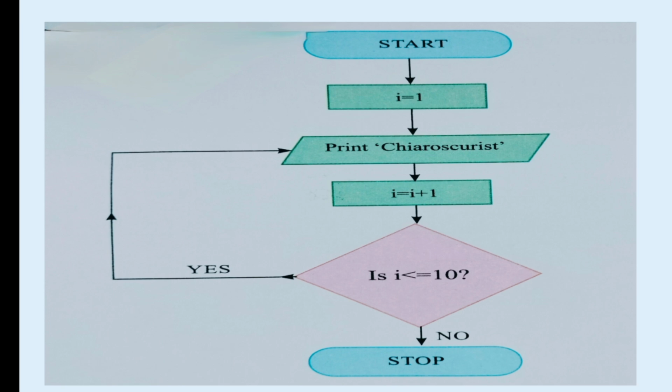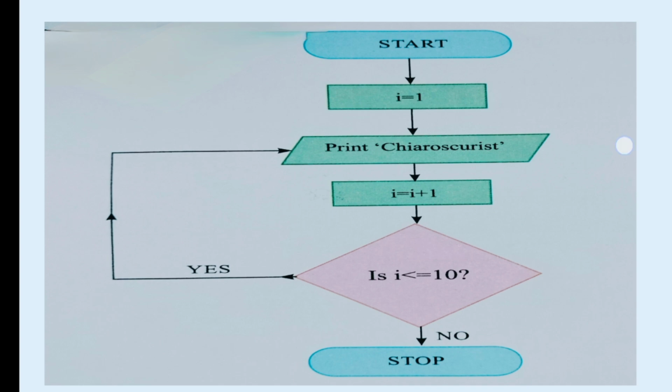Okay, so what will be the algorithm? First, write the word. Second, check whether you have written it 10 times. And third, if it is less than 10 times, then repeat 1 and 2. If you have written the word 10 times, then stop writing. So the flowchart of this given situation will be as shown on the screen. We will start, then initialize the variable, then print the word, like this.